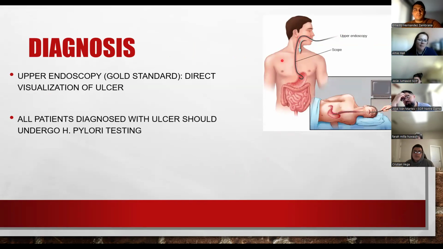If we have an endoscopy and we see an ulcer in the stomach or the duodenum, the patient should be tested for H. pylori, because H. pylori is one of the number one risk factors or number one causes of peptic ulcer disease. So we do want to make sure we're checking for that.